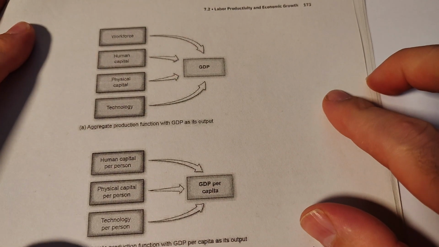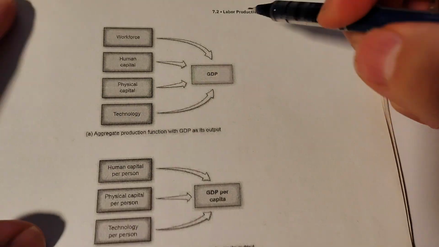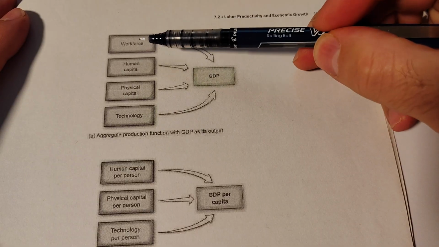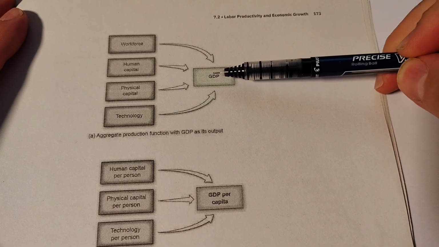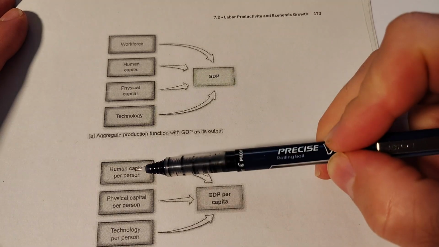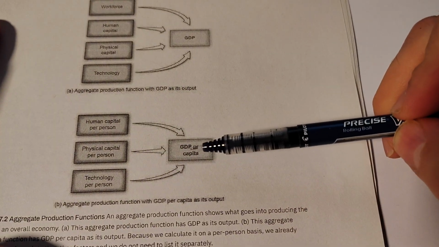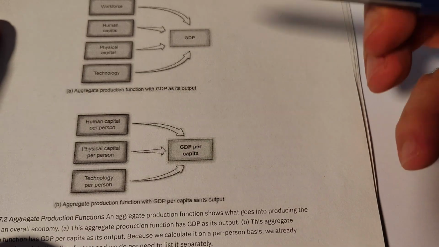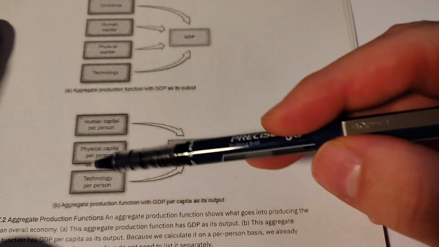Okay, so this is the helper video for chapter 7 on economic growth. A couple things I wanted to go over on this chapter, and one of them is this idea of the production function. This figure is taken out of your textbook. You can see these are the various inputs that go into creating GDP, and then when we normalize this by the population, we get GDP per capita.